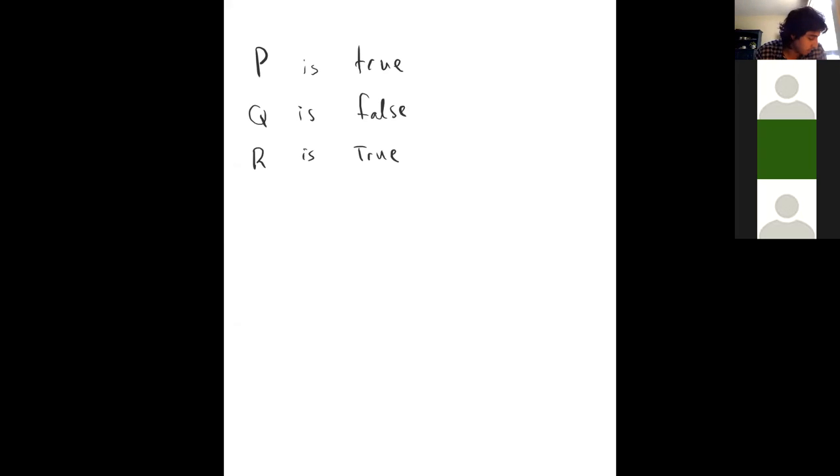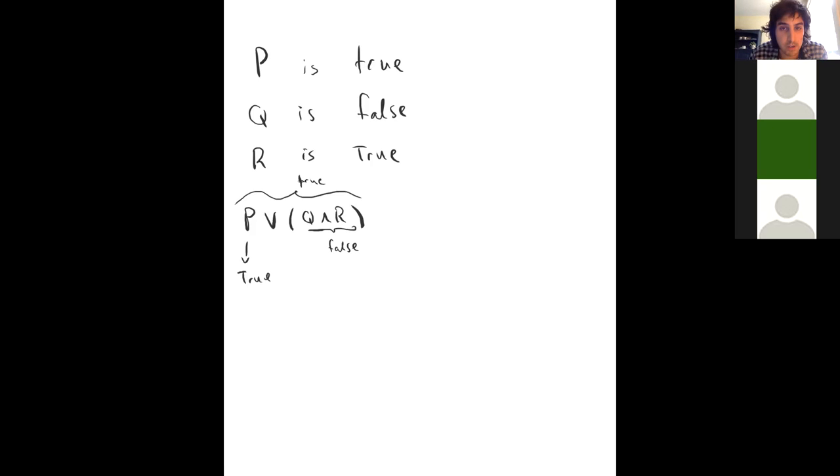So maybe I won't do all of these, but the first one was P or Q and R. So for this to be true, we just need one of these things to be true. This is true. So we don't even need to look at the thing on the right, even though the thing on the right is false. This whole thing is false. But the whole thing is true because one of the things in the or is true. Cool? So this was A. So the whole thing is true.